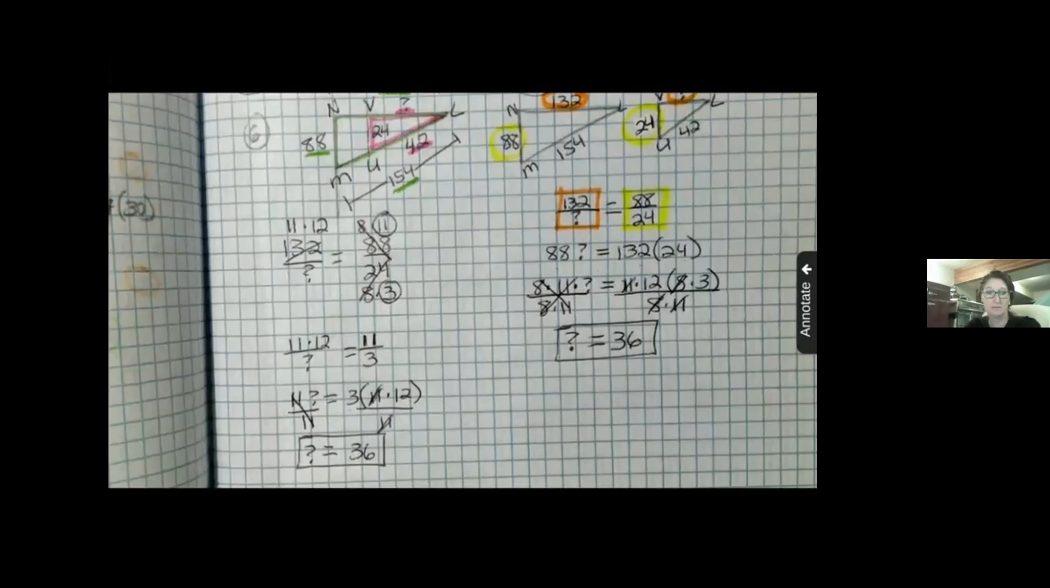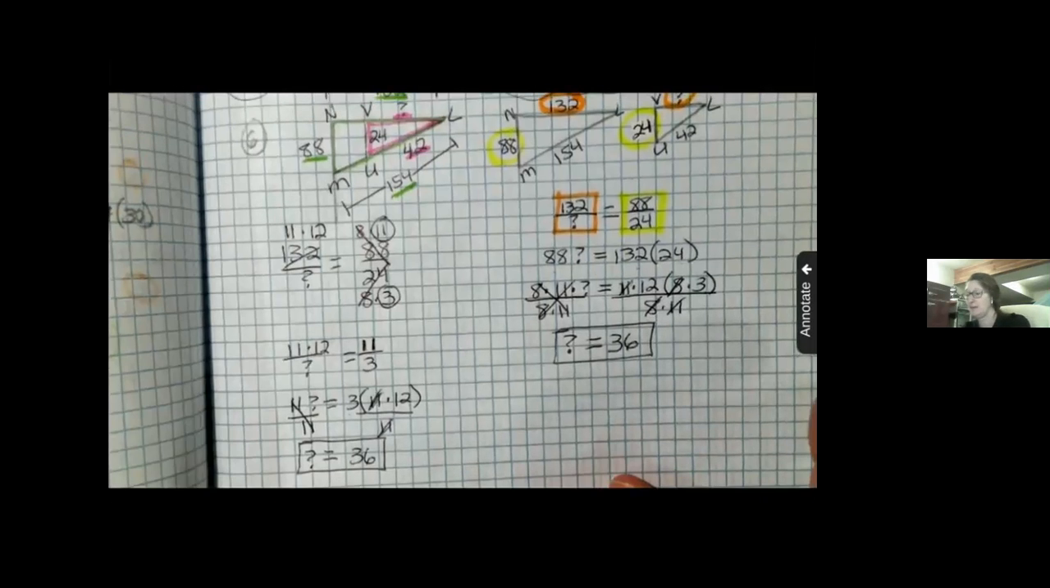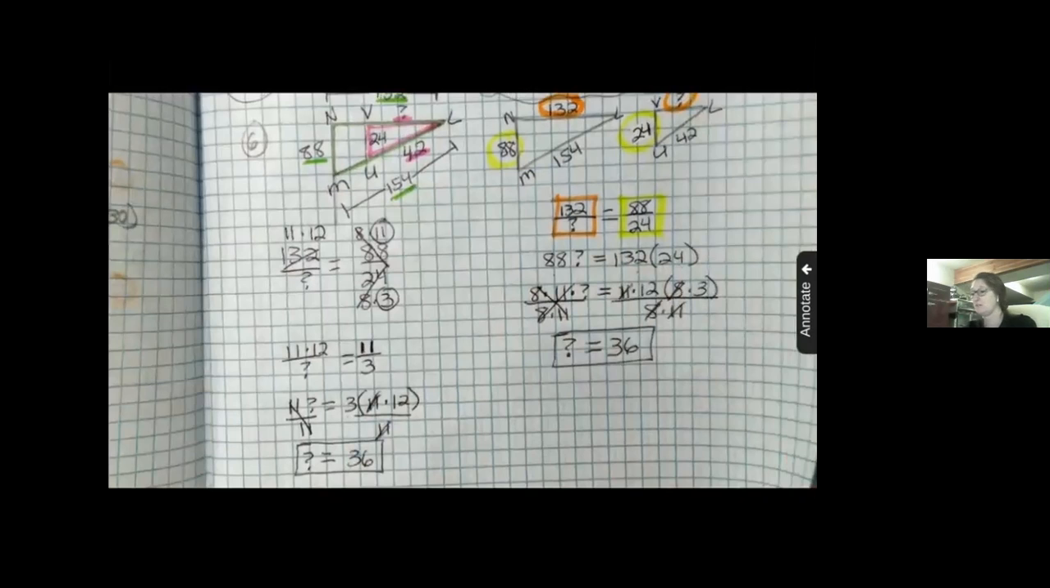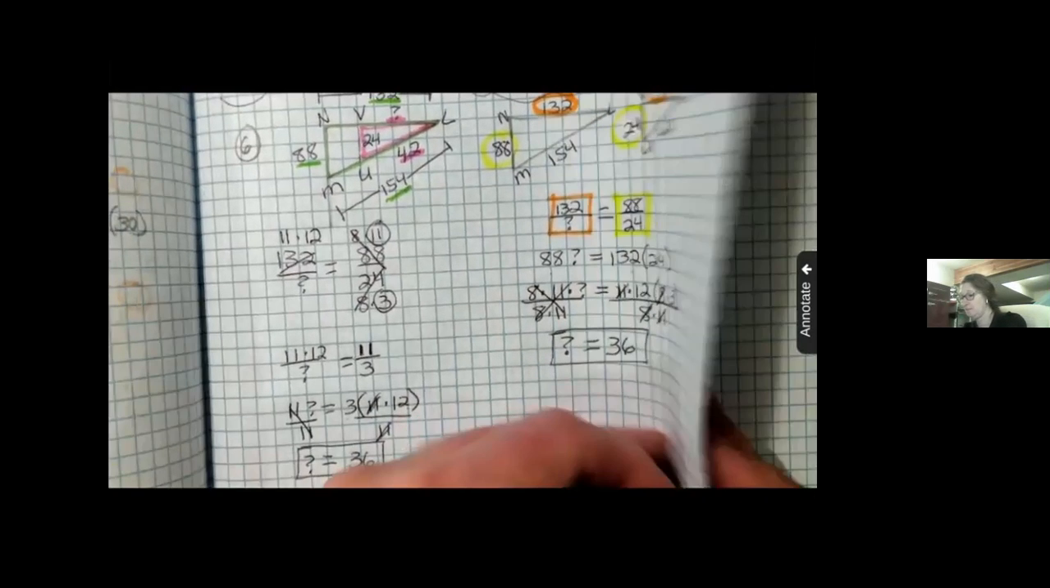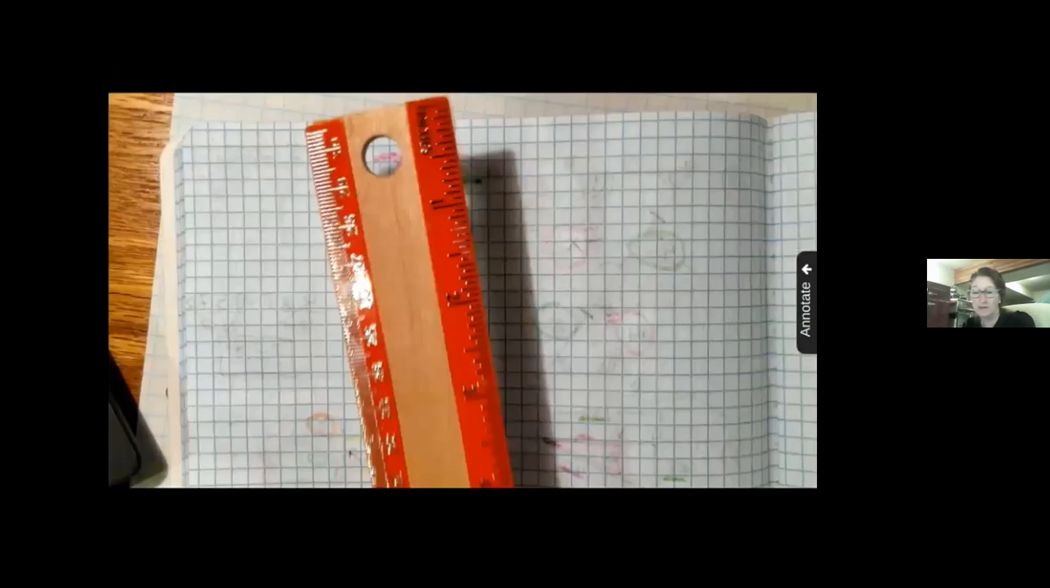All right, somebody asked me for 11. So does everybody have 6? Oh, he's recording, so that's okay. Okay, let me turn my page. Okay, so we have 11.